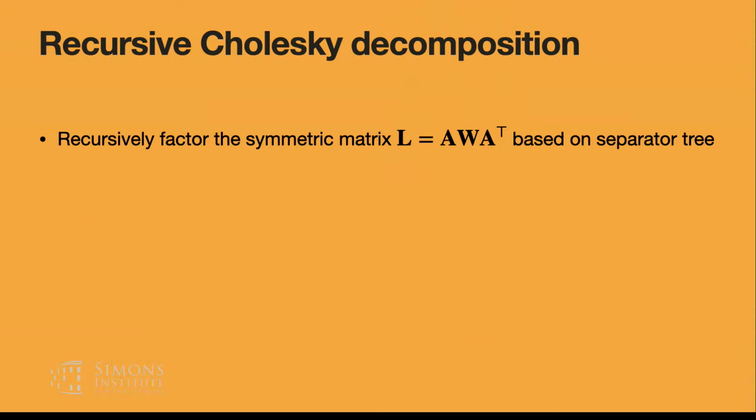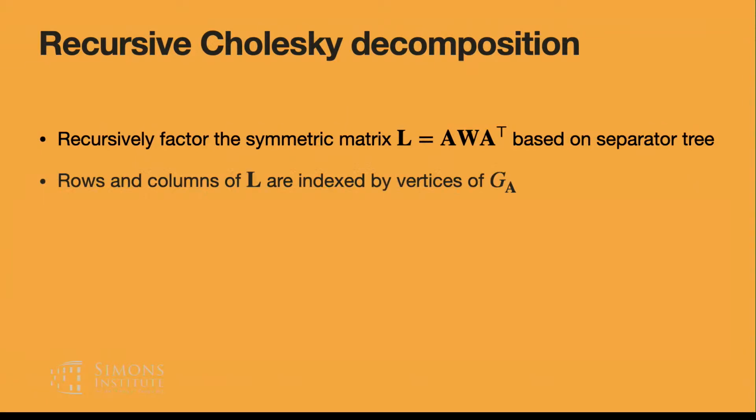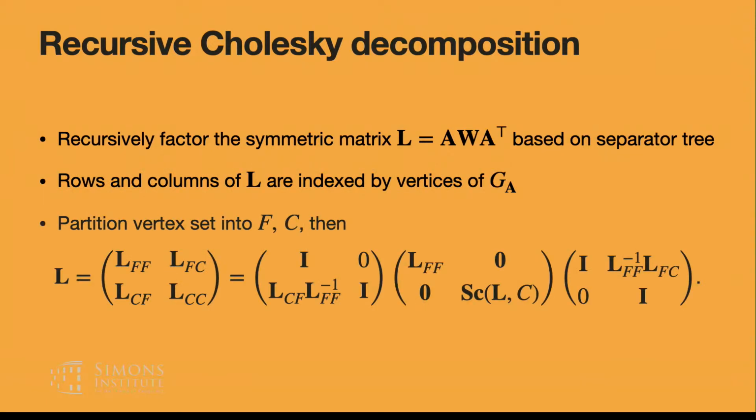So we have this very interesting separator tree with a lot of structure, and now we want to use the separator tree to recursively factor the symmetric matrix which shows up in this projection matrix P sub W. Here's the Cholesky decomposition formula: we have one lower triangular matrix and then an upper triangular matrix on the right.